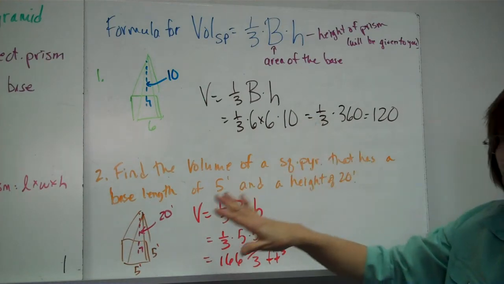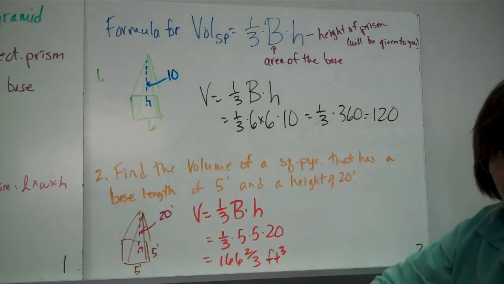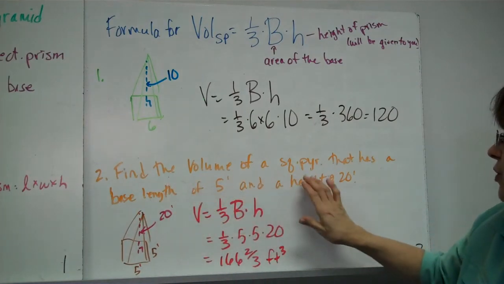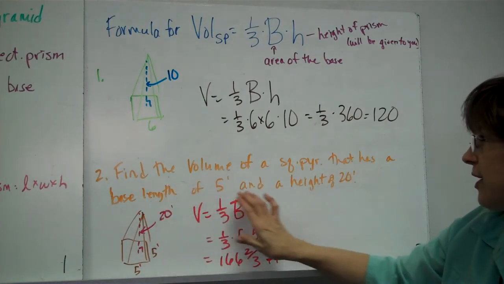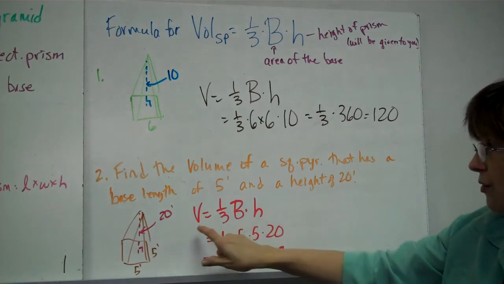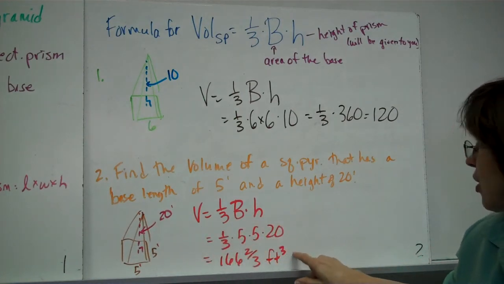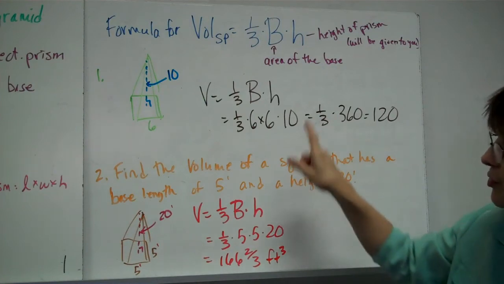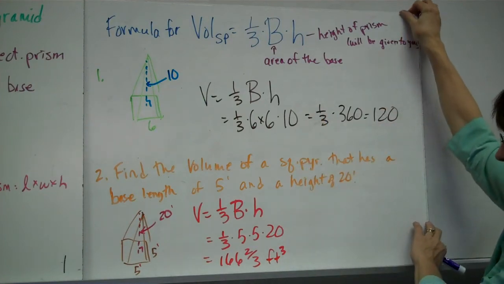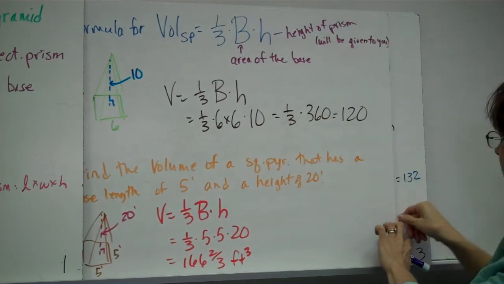Sometimes you won't have a picture, you will have a problem written out, and you have to draw the picture. Here it says find the volume of the square pyramid that has a base length of 5 feet and a height of 20 feet. So again, write down the formula, fill in the numbers, and then you have your answer. Make sure always to label your answer cubic, because we're doing volume. Volume is 3-dimensional.